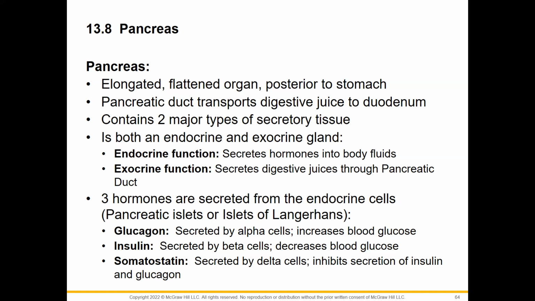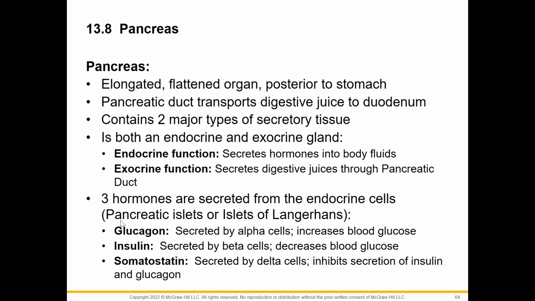The cells that actually produce these hormones are called pancreatic islets, or another name for them is the islets of Langerhans. The hormones that we are producing from these pancreatic islets are glucagon, insulin, and somatostatin.